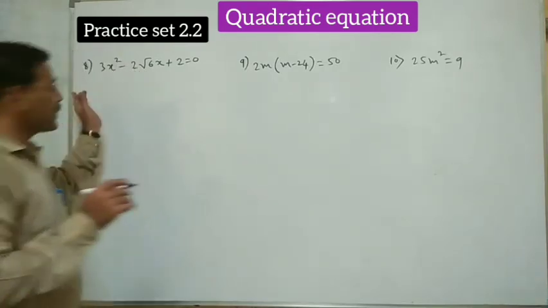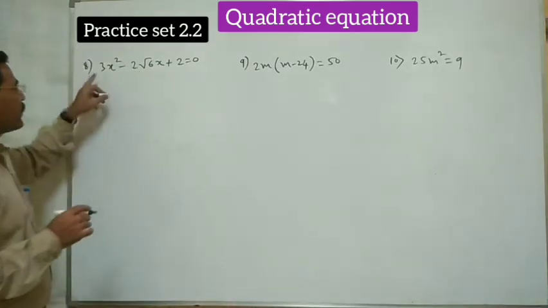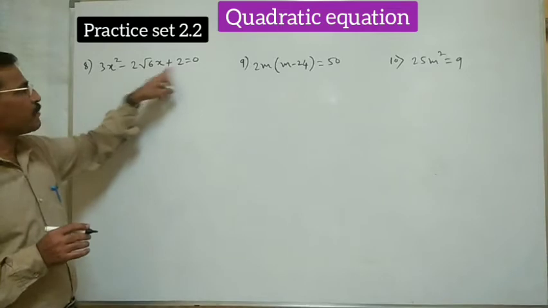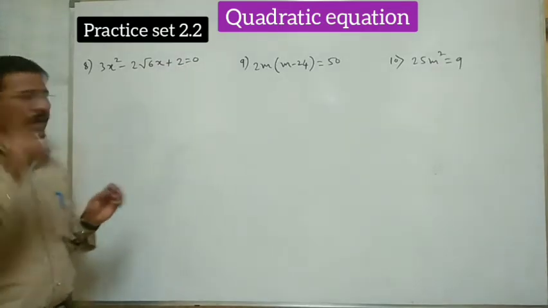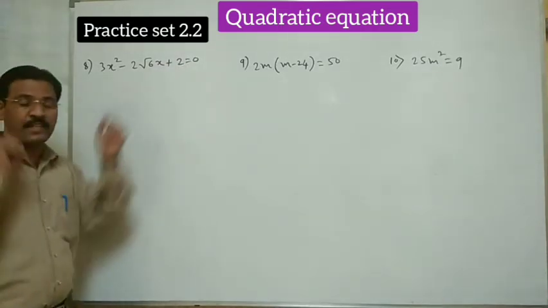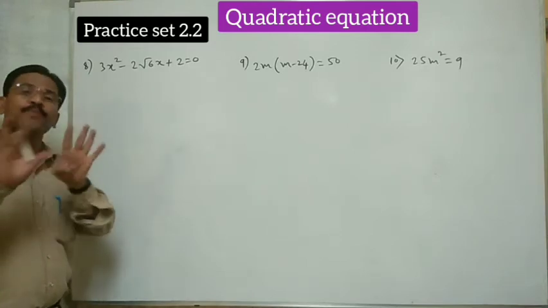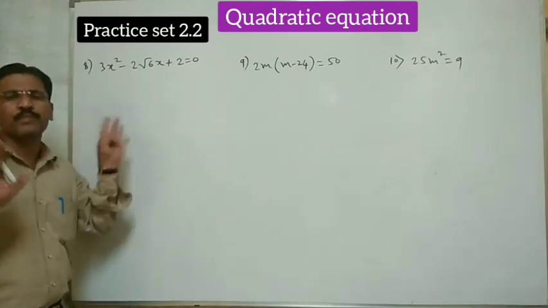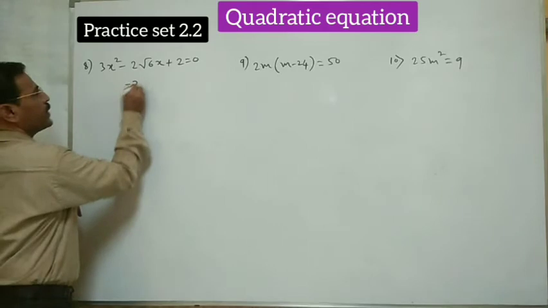Look here, the next three sums. 3x² − 2√6x + 2 = 0. Look here, only the middle term is what? An irrational term. So again, try to observe here. Don't fear, just observe. Okay, look here: −2√6.